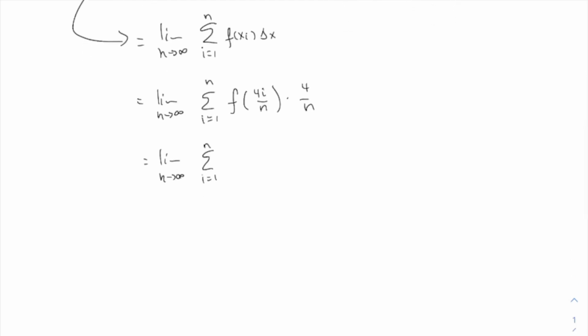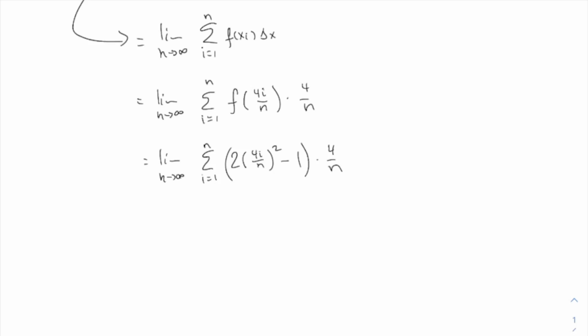Anyway, f of 4i over n. I'm plugging into the function, which was 2x squared plus 1. So it should look like 2 times this thing squared plus 1, right? That was the function, 2x squared plus 1. Instead of x, I'm plugging in 4i over n. All right, and then all of that, you need parentheses here because it's all multiplied times 4 over n.